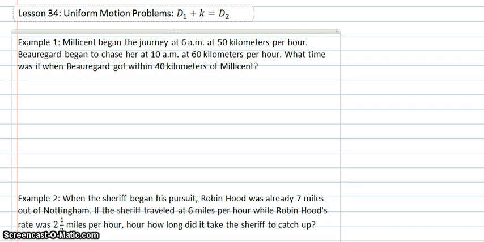In lesson 34, we're looking at another form of uniform motion problems. This time we have a distance added to another amount to equal another distance.